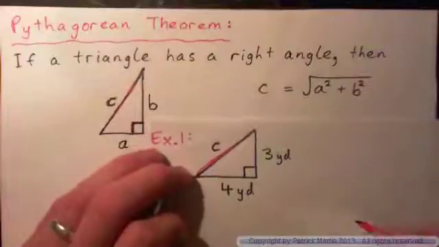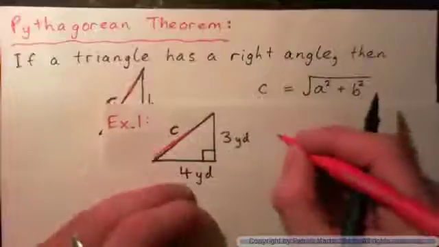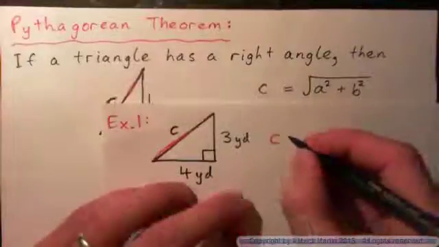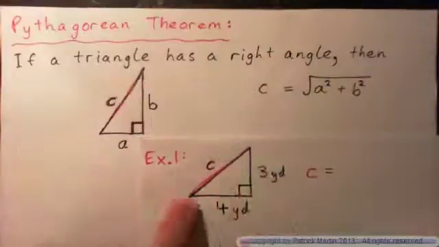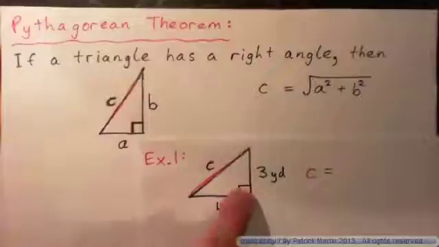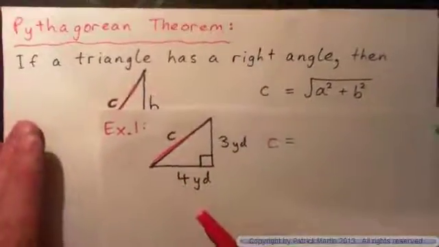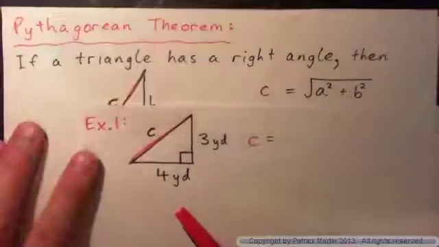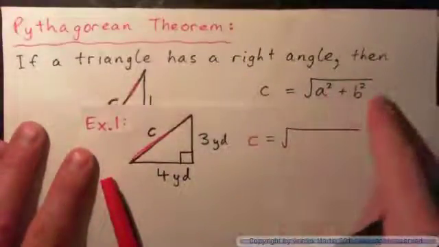If I want to find this unknown length, I'll write C equals. But the whole point is, this works for any shape of triangle. As long as it has a right angle, this formula works, but you just have to make sure the triangle has a right angle, and then the formula will work. So C equals the square root of a squared plus b squared.